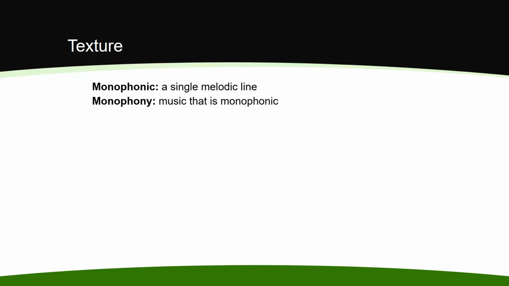The first texture type is called monophonic. Monophonic music consists of a single melodic line. It is the simplest texture type in music. Monophonic music is often referred to as monophony.